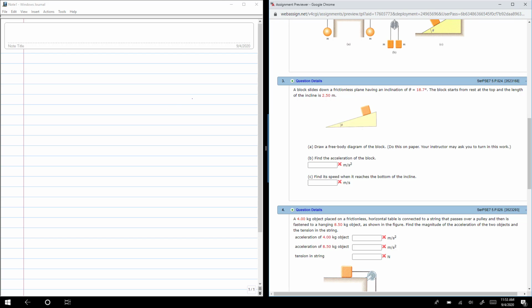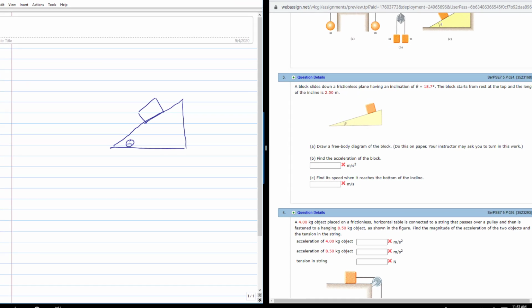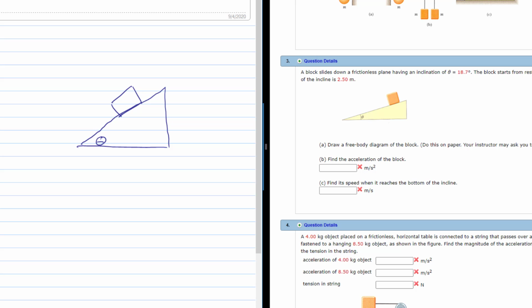What I'm going to do is draw myself a free body diagram. So here's my version of that inclined plane, and here's my block. My block is sitting on the plane, and I want to know what forces are acting on that thing. It's frictionless, so there's really just two. There's weight, which is going to be straight down. Gravity pulls straight down. And then there's going to be the normal force. Normal is always at a right angle. So these are the two forces acting on my block.